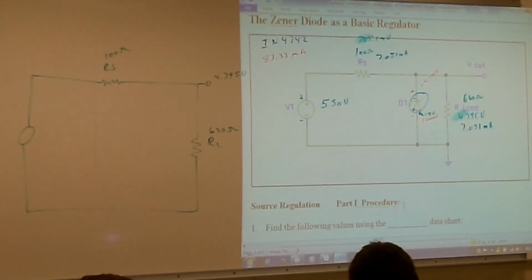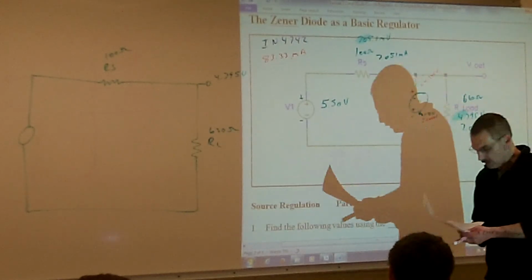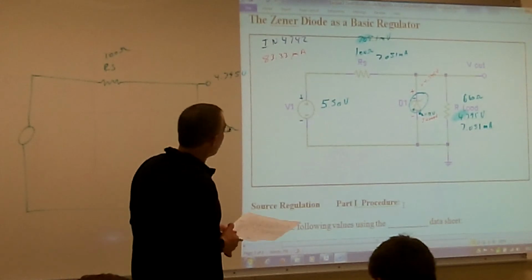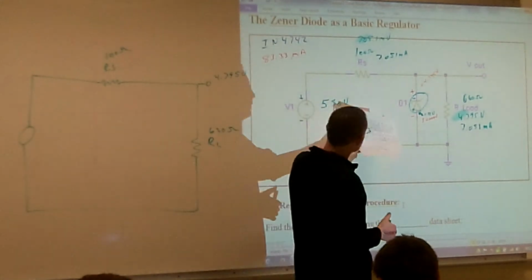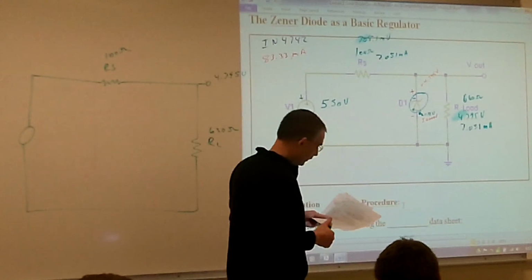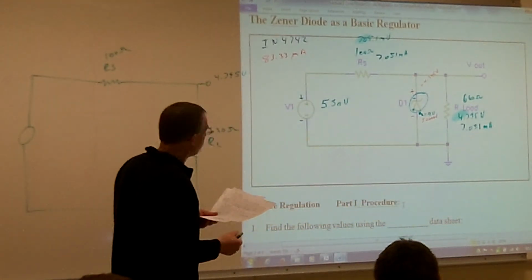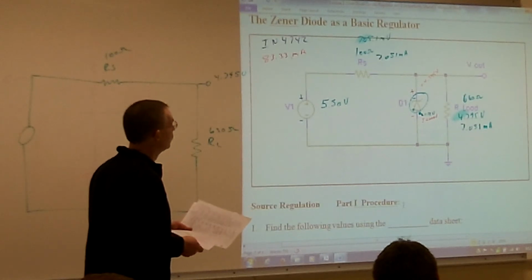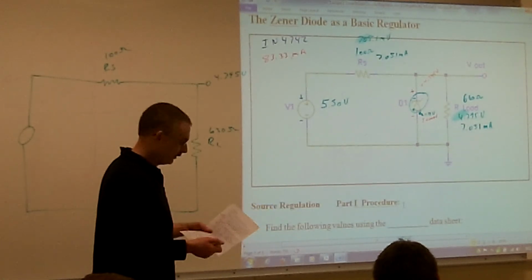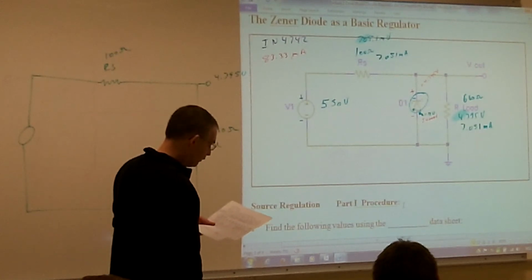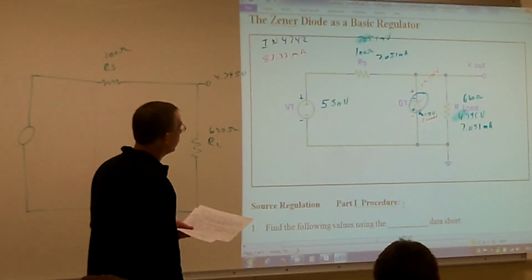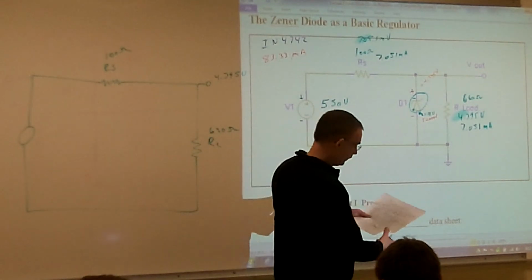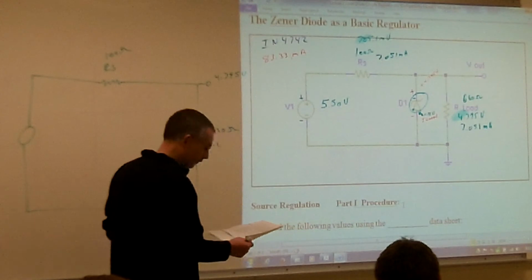A lot of times we use our calculator way too quick. So how much current is going through my Zener then? None. What's the resistance of my Zener? Very high or very low? Isn't it infinite? Infinite. Good. And then what's the power being dissipated by the Zener? 0. There's no current, and I can't have any power.